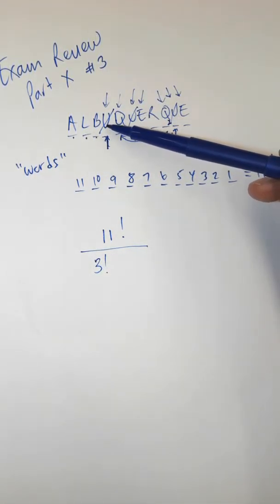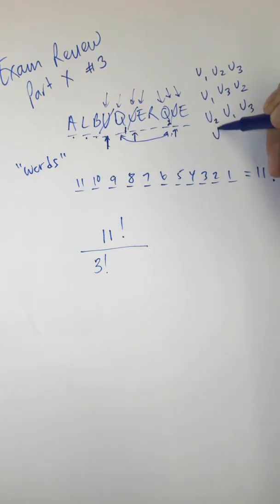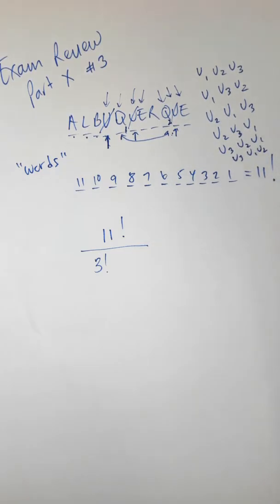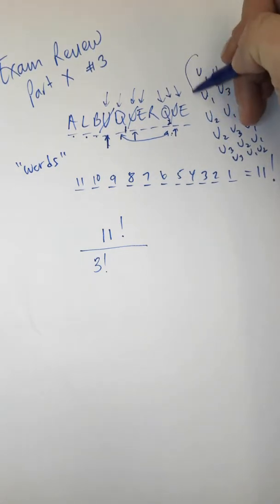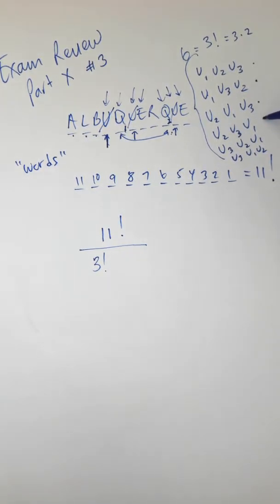We can have U1, U2, U3, or we can rearrange them. We could have U1, U3, U2. Or the U2 could be in the front, U2, U1, U3, or U2, U3, U1. Or U3 could be in the front, U3, U2, U1, or U3, U1, U2. All of these are just U's, but there are 6 different possible ways that we could have those U's in different positions. And it turns out that 3 factorial is 3 times 2 times 1, which is 6. That's why this works.